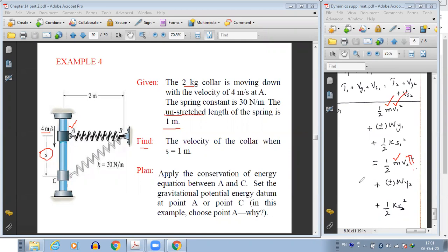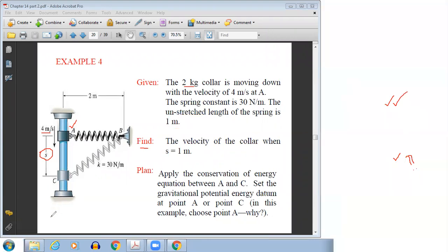Okay, so the collar is moving down. Now we need to select a potential. We need to select a datum. We can put point A as the datum, or we can put point C as the datum. So what do you want? Do you want point A or point C as the datum? Point A. Okay, so let's put A as the datum. So this is our datum now.